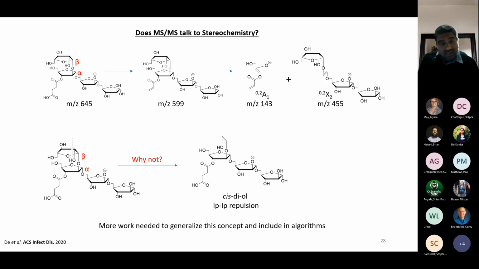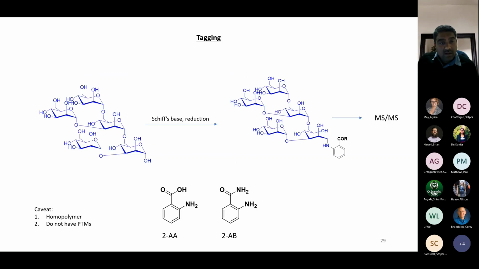So, this needs more work to generalize this concept and include it in any sort of algorithm that may come up for de novo characterization of oligosaccharides. Now, there is also a concept of tagging, but there is a caveat. You should not use it on anything other than a homopolymer. Homopolymer means the same sugar making up the entire oligosaccharide.